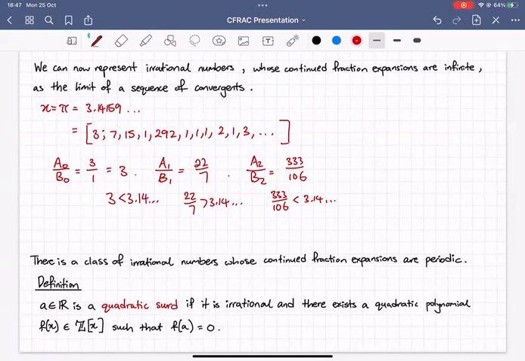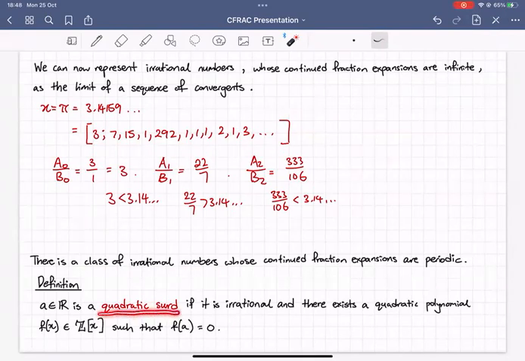So yeah, like I mentioned before, pi has just this random continued fraction expansion, which admittedly is kind of annoying. But there is a class of irrational numbers whose continued fraction expansions are periodic. So they're infinite, but at least you know that there's a pattern going on in the continued fraction expansion. So I'll just introduce this definition.